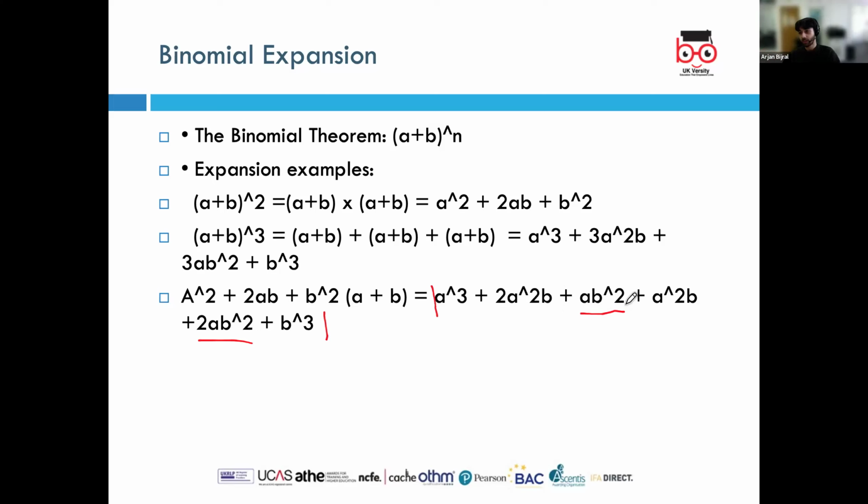If I wanted to make things as simplified as possible, what would I do with that AB squared and that 2AB squared? You'd add them together. Absolutely. And then we just get 3AB squared here. So that's this one and then this one added together. I'll just erase that. Can you see anything else that you would group together?